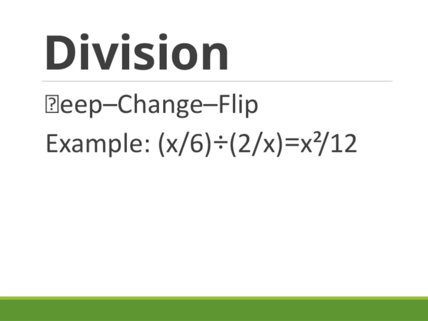Let's break down this example using the keep, change, flip method for division. We start with the expression x over 6 divided by x over 2. When dividing fractions, we keep the first fraction as is. Then, we change the division sign to multiplication. Finally, we flip the second fraction, swapping its numerator and denominator. That turns the problem into x over 6 multiplied by 2 over x. Multiplying straight across, we get x squared over 12. It's a simple but powerful approach.